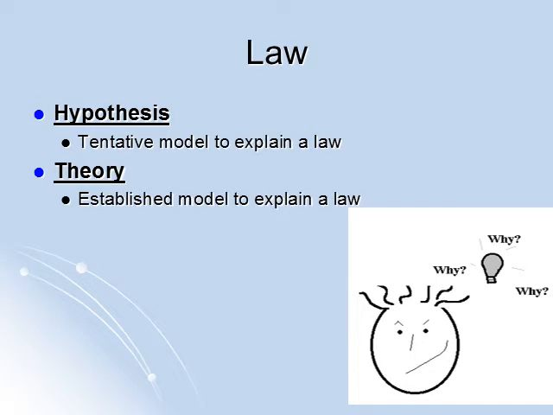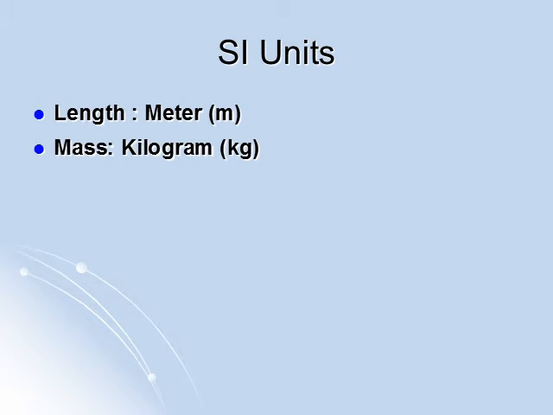Hypothesis. Hypothesis is a tentative model to explain a law, and theory is an established model to explain a law. Now units: for length it is meter, for mass it is kilogram, kg.